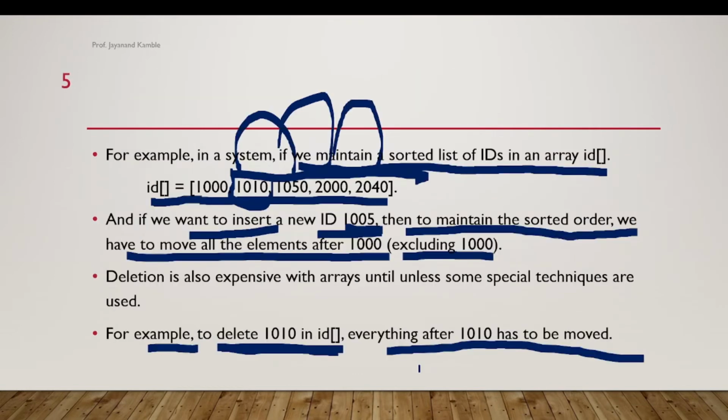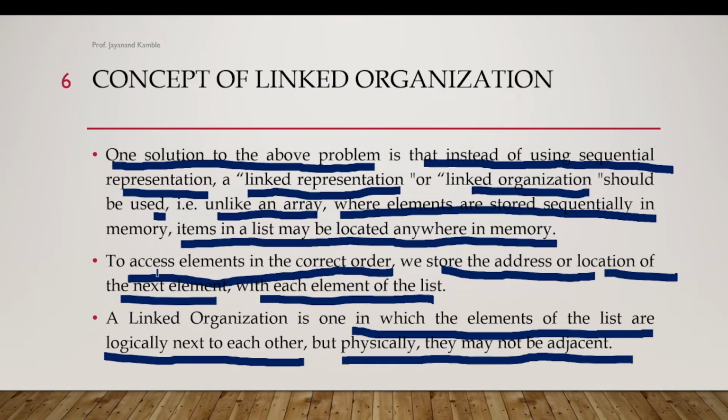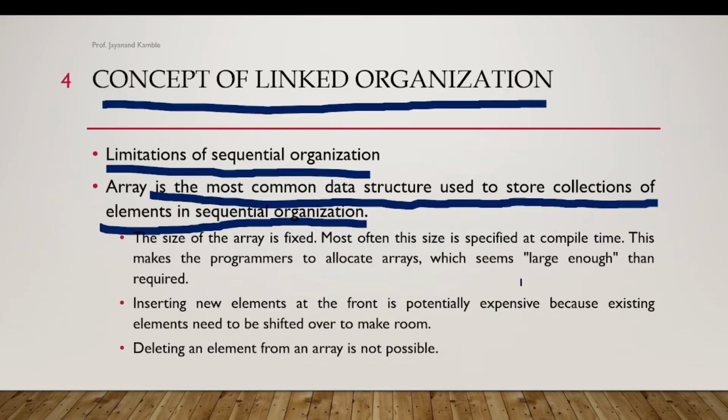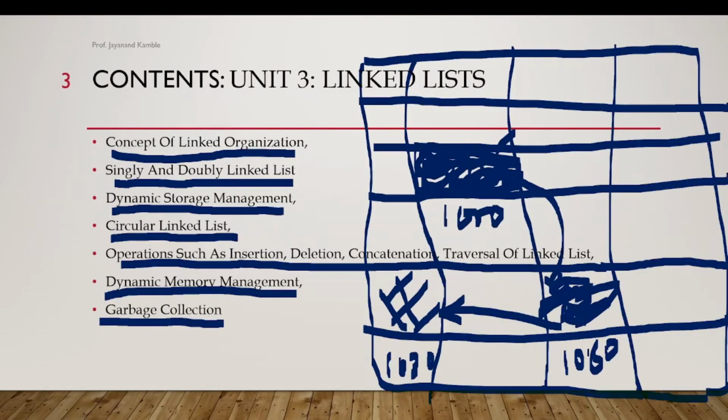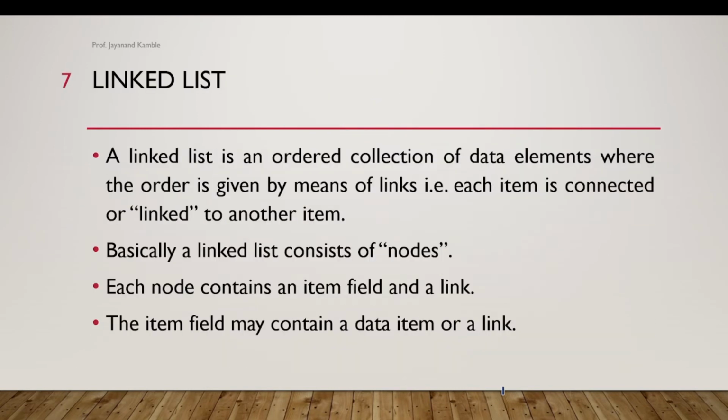Now one point that I have told you: to access elements in correct order, we store the address or location of the next element with each element. Linked organization is one in which elements of the list are logically next to each other, but physically they may not be adjacent. Here you can see the elements are not adjacent, but logically they are adjacent to each other. Why? Because we have an address part in each data part. Is this clear to everyone? Okay, fine. So one example of linked organization is the linked list.